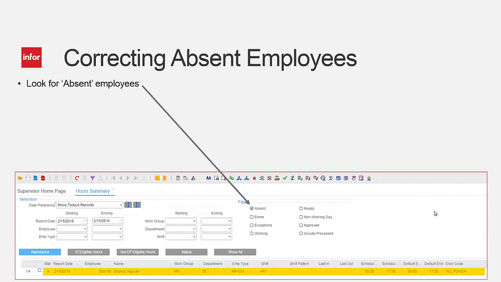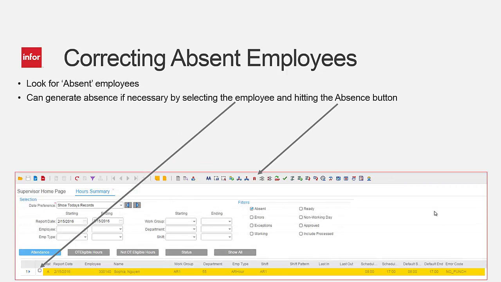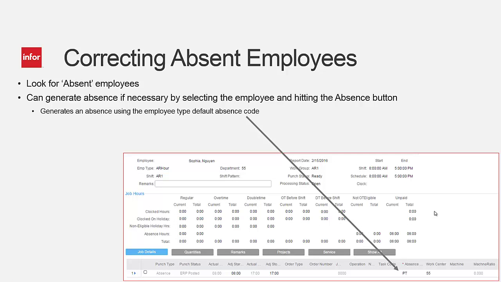So looking at each of these in turn, if we look at absent employees, we select the absent filter and the system displays any absent employees we are responsible for. If the employee is not going to clock in, we can generate an absence by selecting the employee and hitting the absence button. This generates an absence using the employee type default absence code.